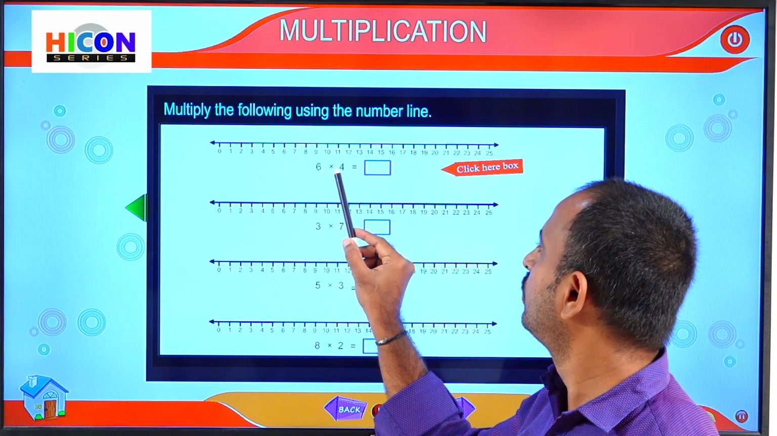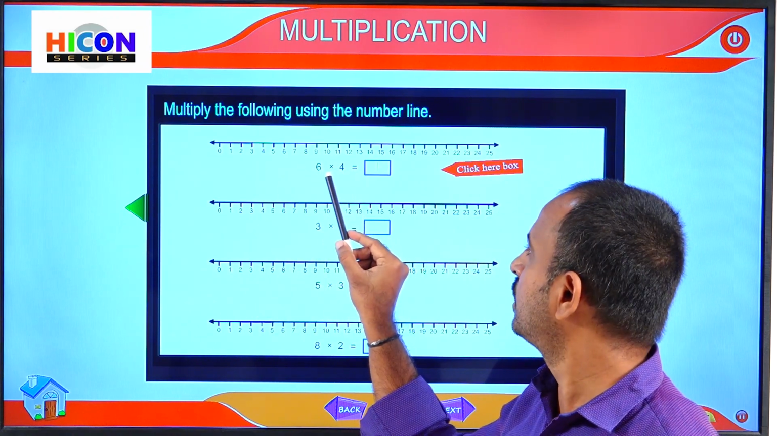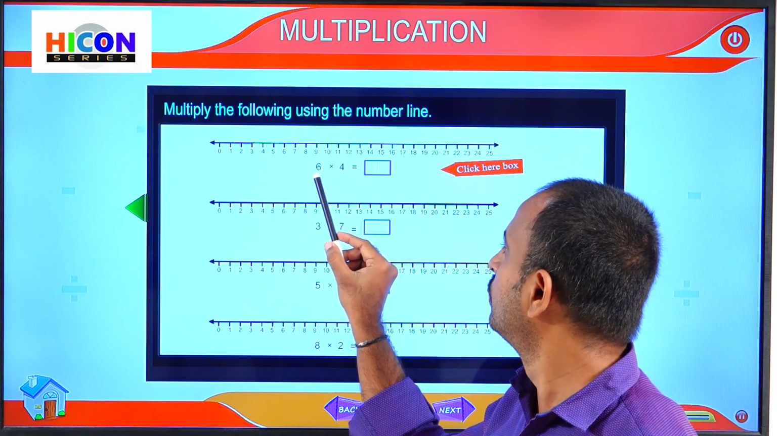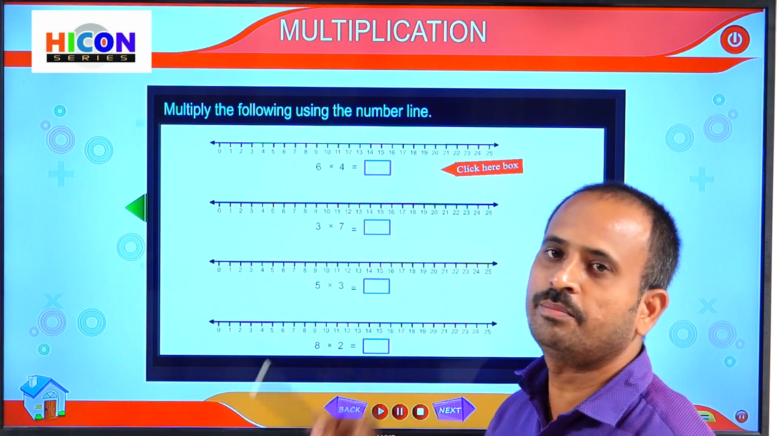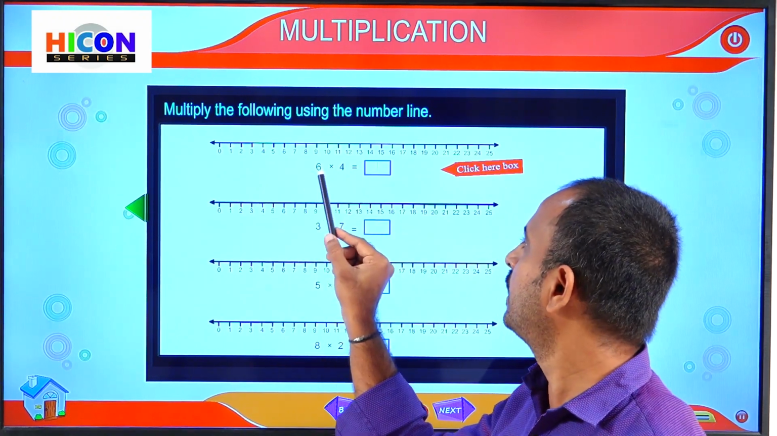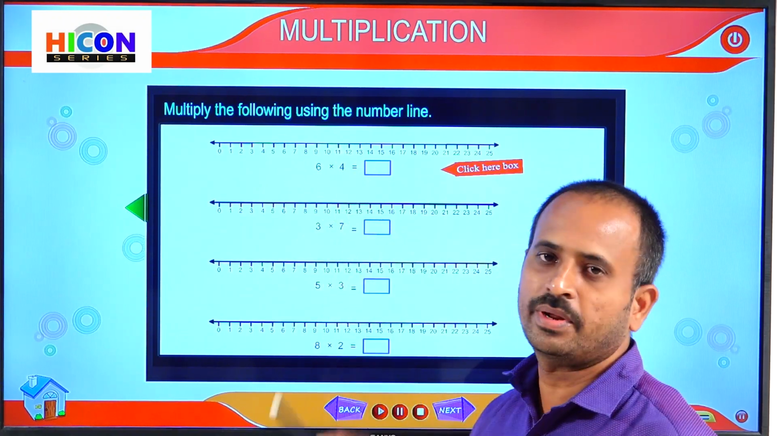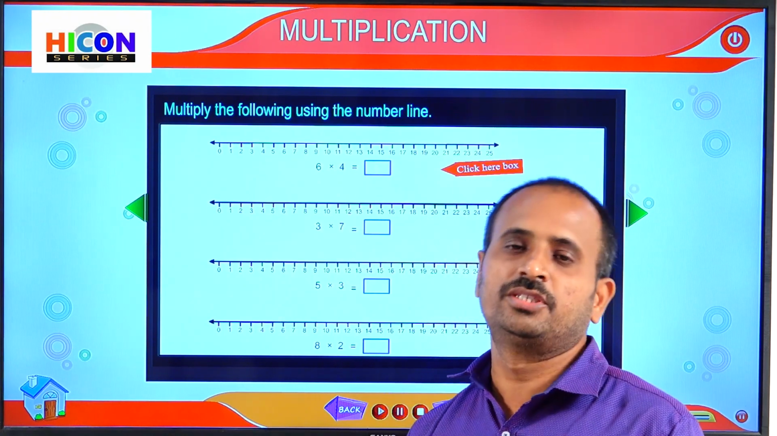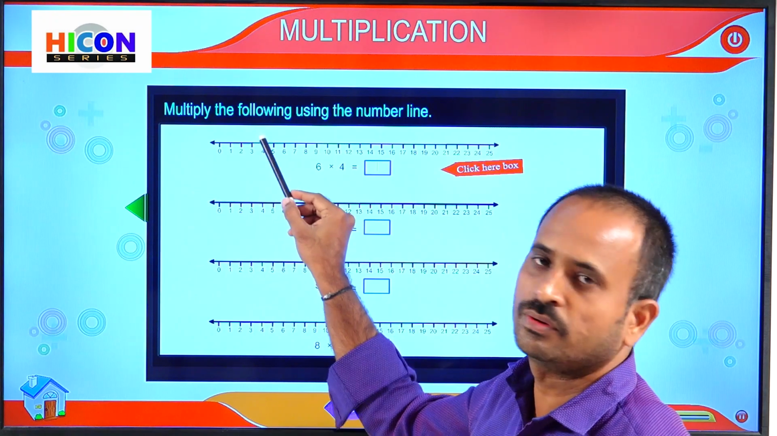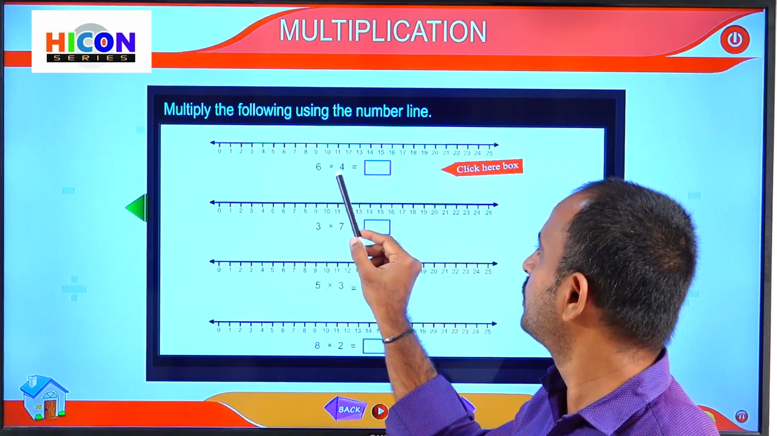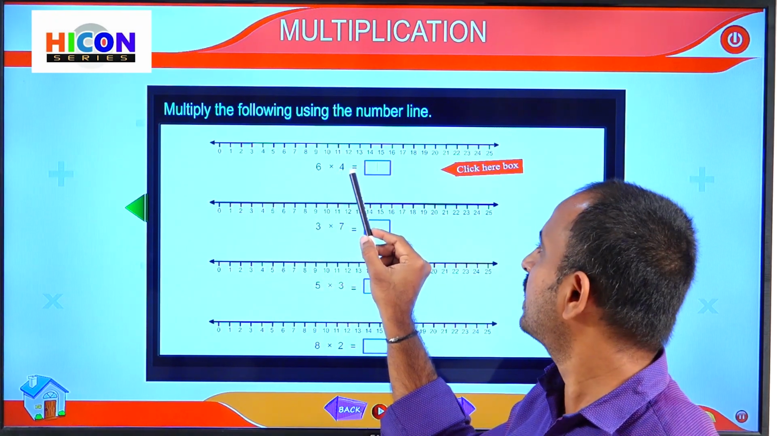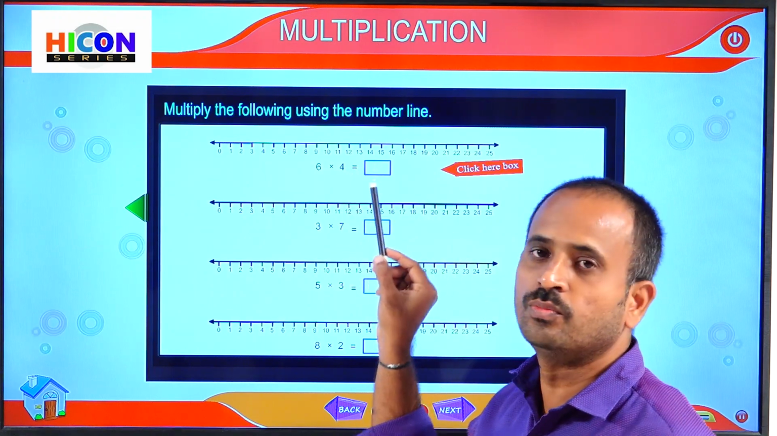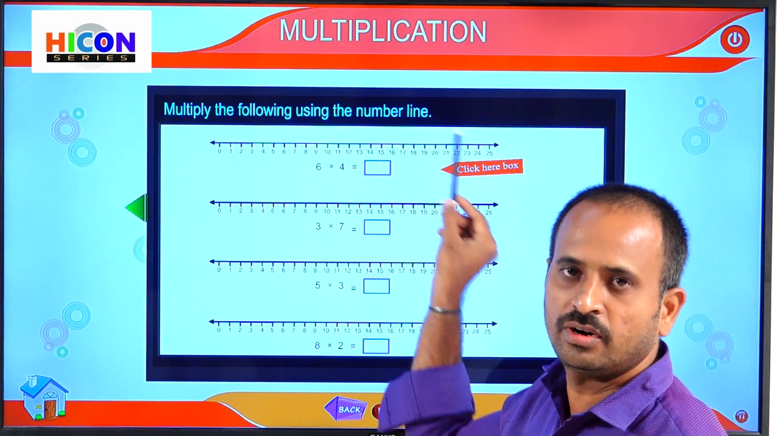6 into 4. So children, 6 4s are how much? Now we have to do this multiplication on the number line. We have to multiply these 2 numbers on the number line. How can we multiply? So remember, what is the first step? Start from 0. And how many steps do we have to move? See the second number here. What is the second number? 4. That is, we have to move 4 steps forward.